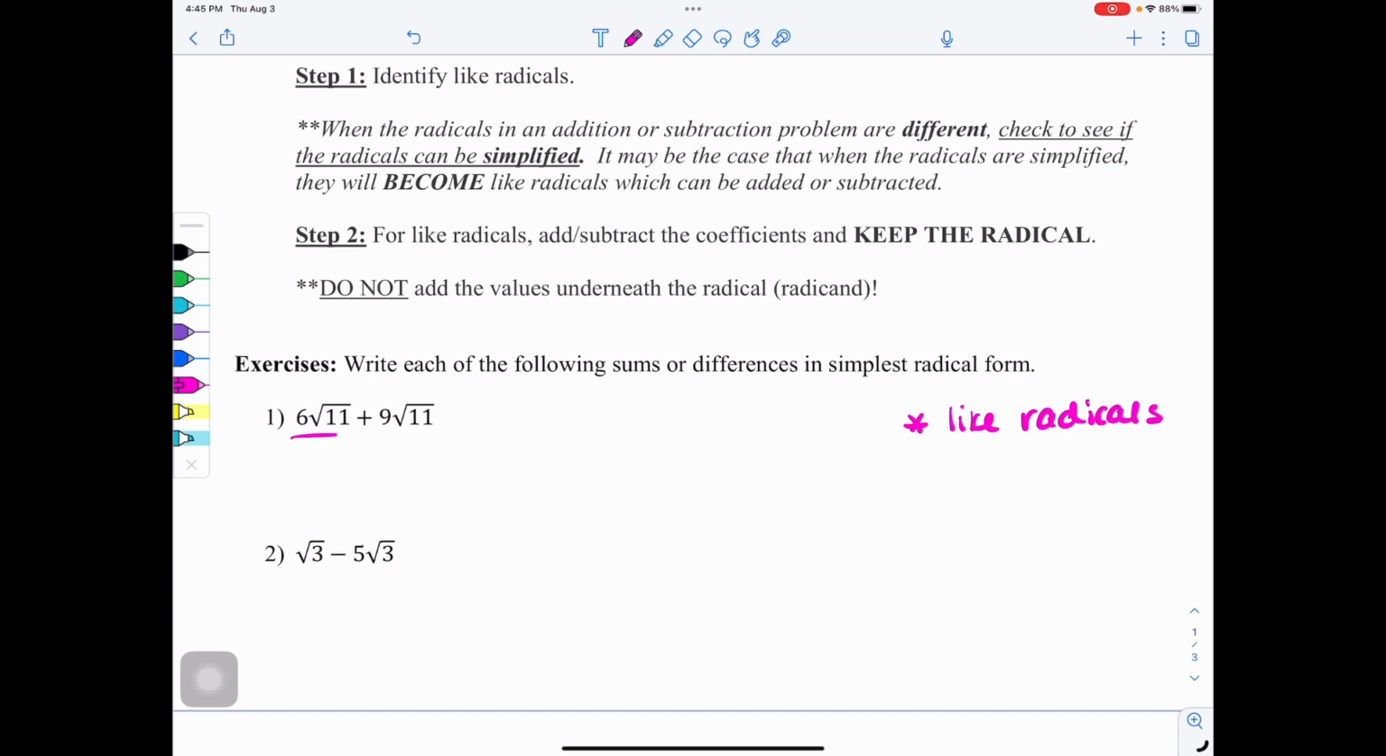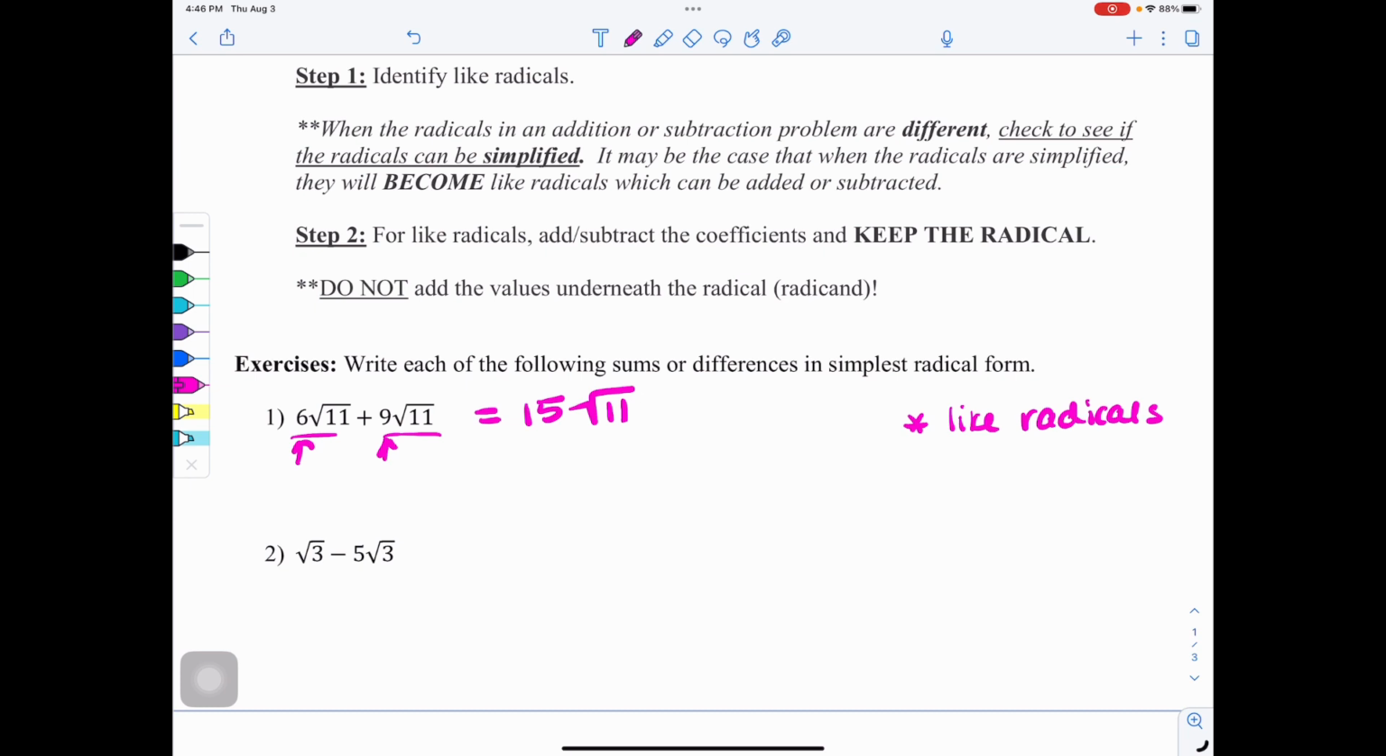You can see that, like and like. So we are just going to take the coefficients, which means the 6, and add it to 9 to get 15. So the answer here is 15 square root of 11.